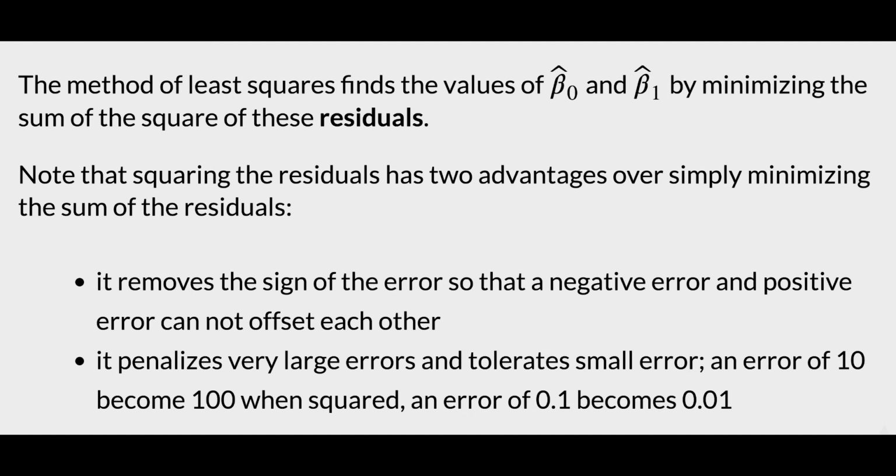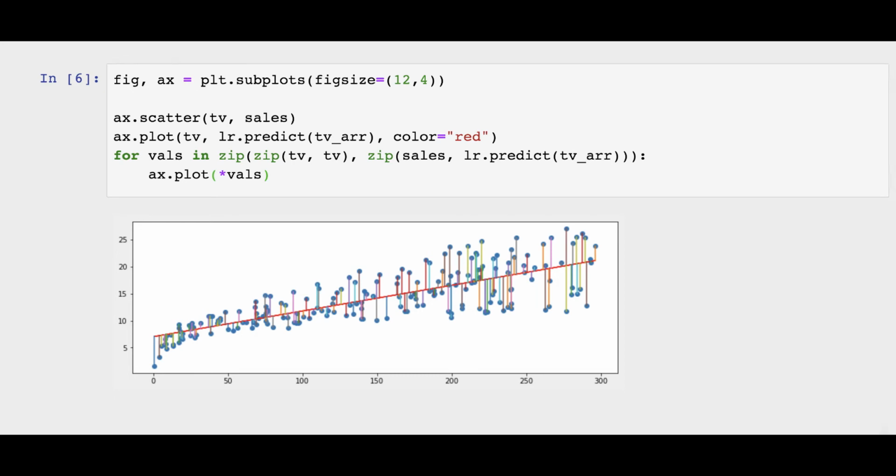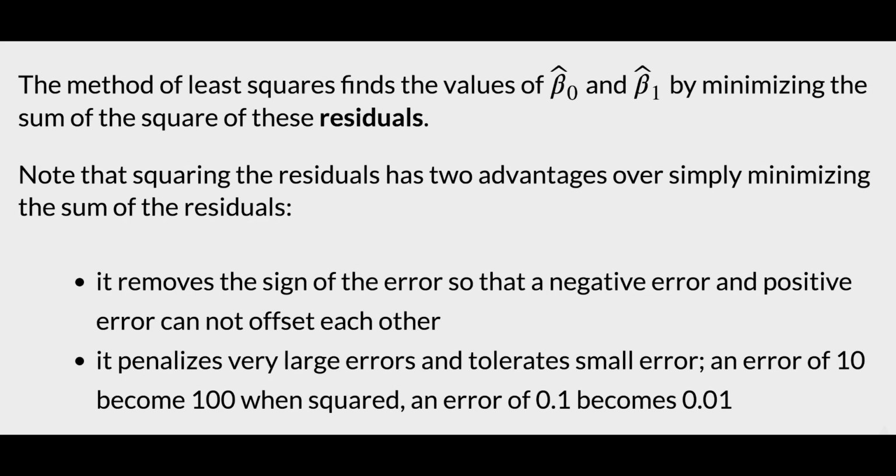So again, the method of least squares finds the beta 0 and the beta 1 by minimizing the sum of the square of these residuals. Previously I was saying it's okay if this one's big, as long as overall they're small. So we're actually not looking at just the values themselves. We're looking at the sum of these squared values. There's an advantage to squaring the residuals. One, it removes the sign. A negative error or a positive error is not going to matter. If I'm including negative errors and positive errors, they might offset each other, so we don't want that. A negative error is just as bad as a positive error, and we don't want them canceling each other out.